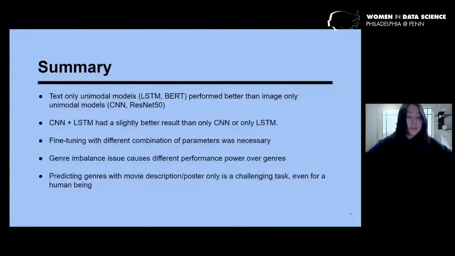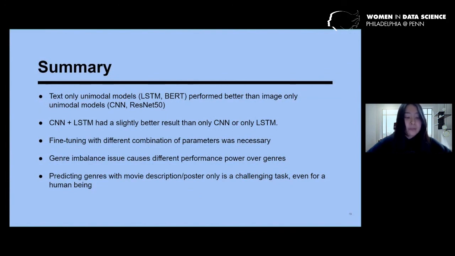We have learned a lot from the project and come up with several key takeaways. First, text-only unimodal models, such as LSTM and BERT, perform better than the image-only unimodal models, such as CNN and ResNet 50, which indicates that the movie description has more signal to classify movie genres than movie posters. Also, comparing the model performance between unimodal and multimodal, stacked CNN and LSTM had a slightly better result than only CNN or only LSTM.